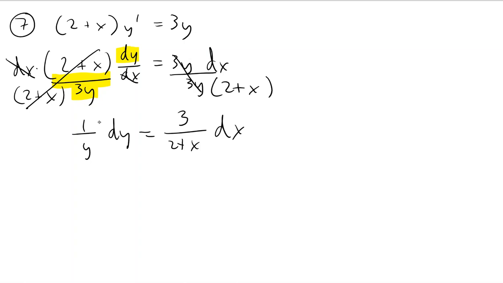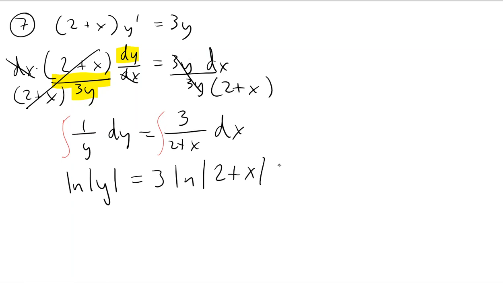So now, because we only have y stuff on the left and only x stuff on the right, now is a good time to integrate both sides. So this would be the natural log of the absolute value of y. This would be 3 times the natural log of the absolute value of 2 plus x, and we need a constant. Alright, so we have officially separated the variables and we have correctly integrated both sides.